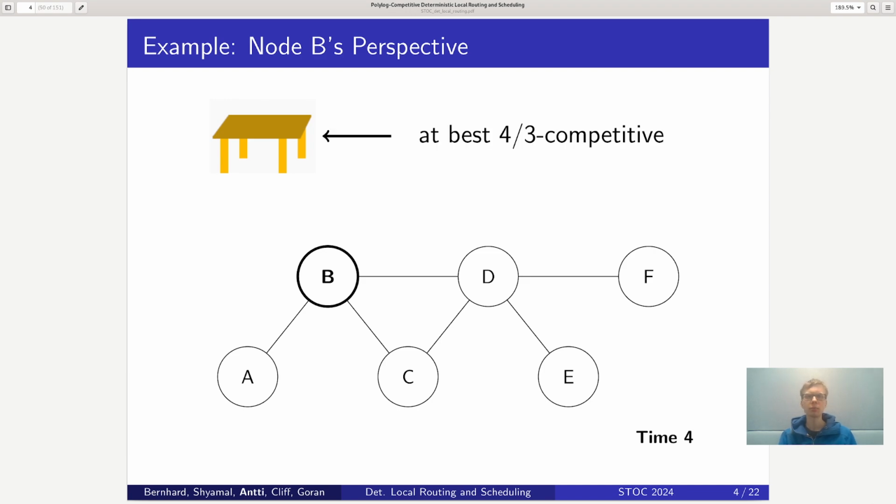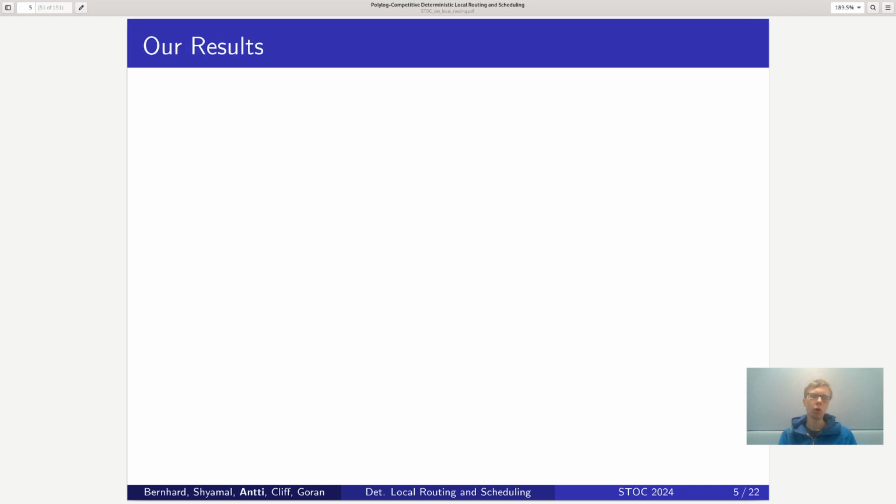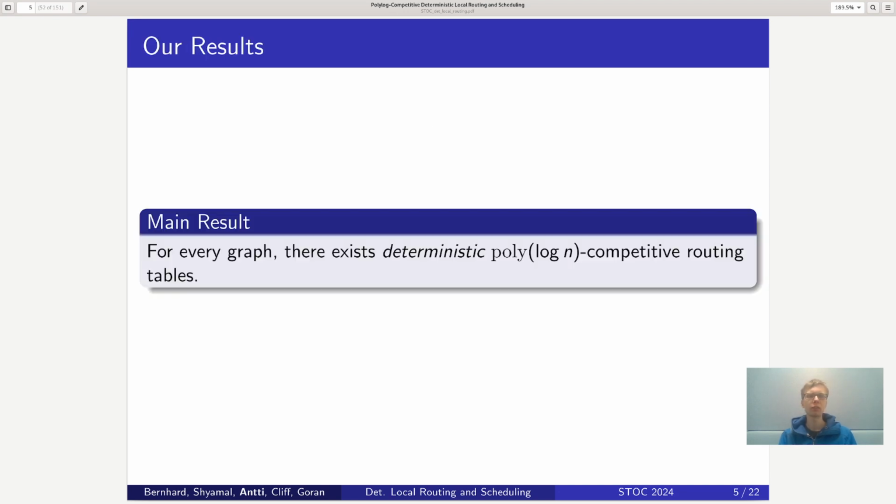So, as mentioned before, our result is that for every graph, there exist deterministic polylog competitive routing tables. Previously, this was only known for randomized routing tables. And for deterministic, let alone polylog, nothing competitive was known.